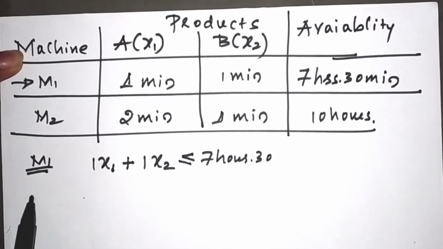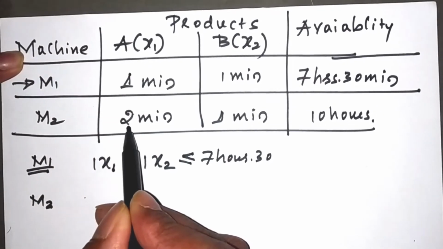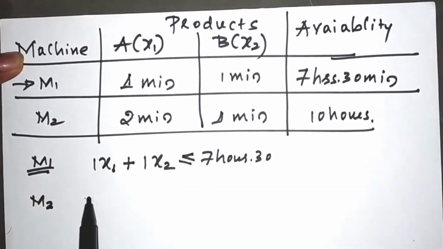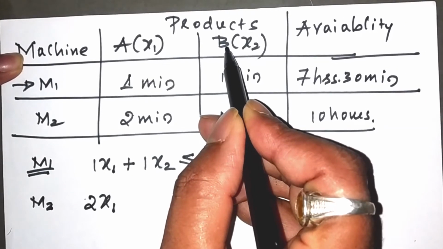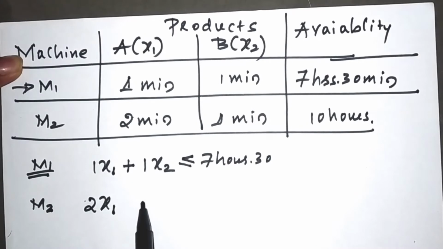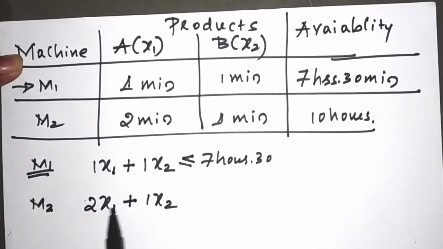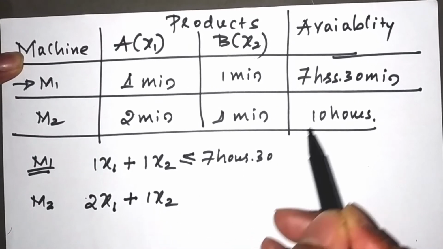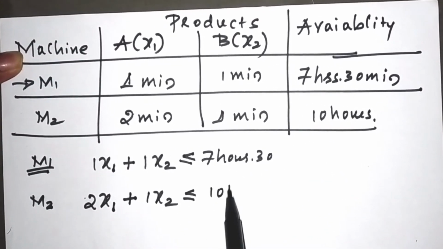Now we'll write the machine M2 constraint. Similarly, you have to write it. One product requires 2 minutes. So X1 number requires 2 X1. And one product of B requires 1 minute. So X2 number of product B requires 1 X2. So the total time required to produce A and B is the sum of this, and the total time we cannot cross is 10 hours, so it should be less than or equal to 10 hours.